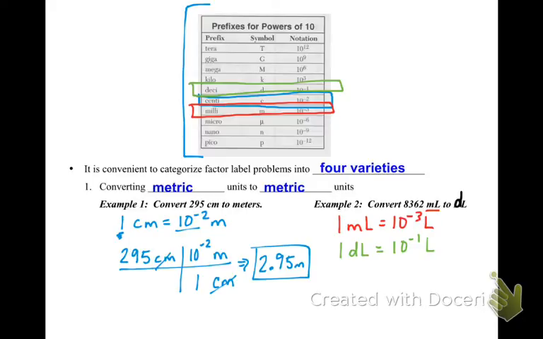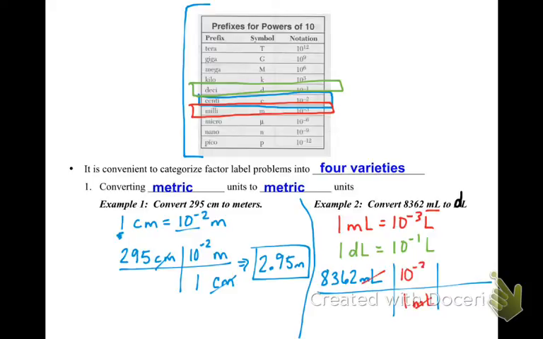Now what we're going to do is we'll take our given, we'll make our t-chart. So 8362 milliliters. There's our t-chart. We're going to use our first conversion factor to get us from milli to liters. We'll put our 1 milliliter down here so our milliliters can cancel out, 10 to the negative 3 liters on top. We'll then use our second conversion factor. Liters is now the unit that's on top, so liters has to go on the bottom. So 10 to the negative 1 liters, 1 deciliter on top, liters can cancel out, and we simply multiply straight across.